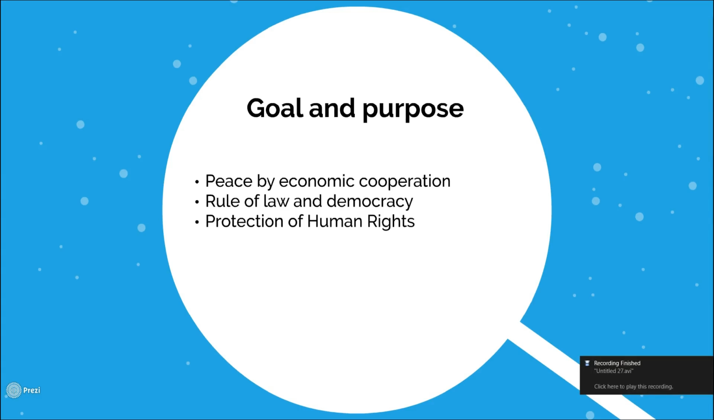Another principle of the European Union is the rule of law and the principle of democracy. Everything that the European Union does is based on its treaties, which member states voluntarily and democratically commit to. One of the main goals of the European Union is also the protection of human rights and equality.